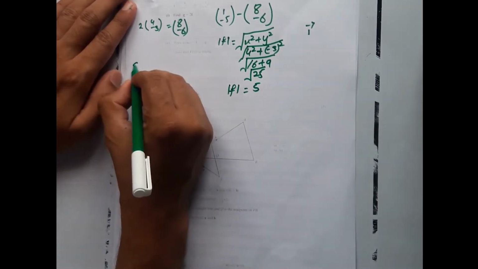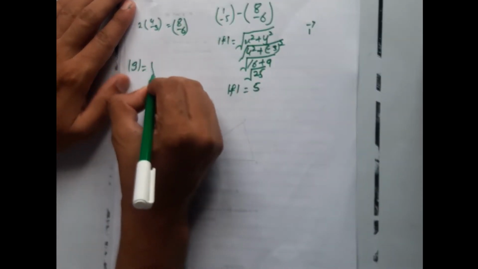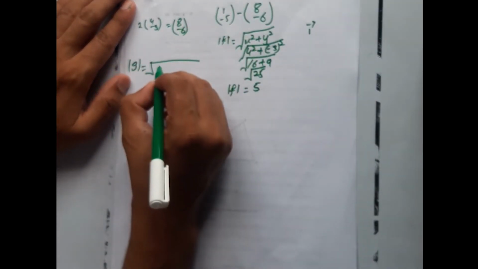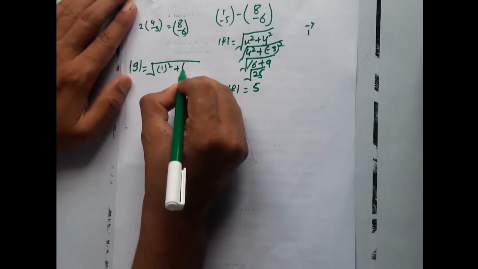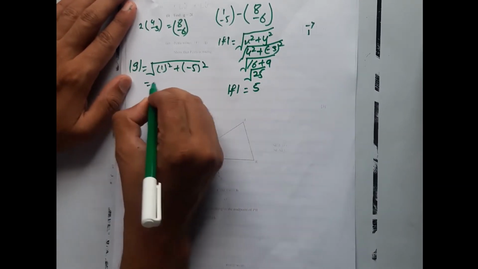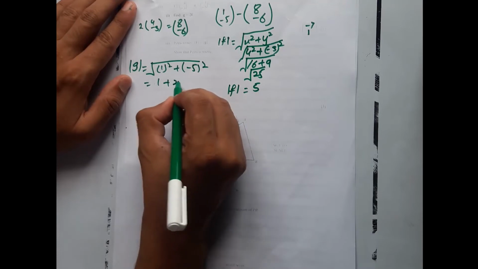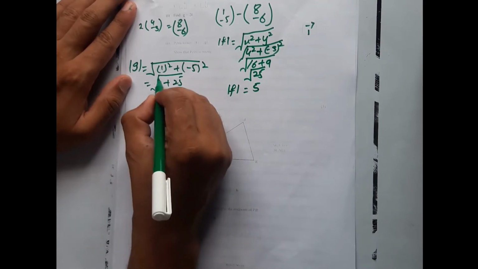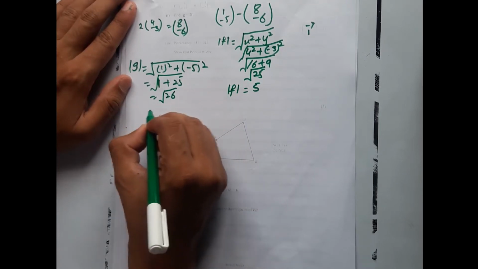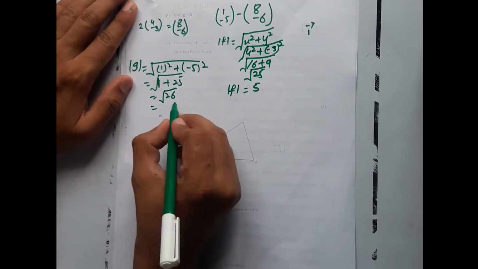So we will find the G determinant. The G determinant will be x square, 1 square, plus y square, minus 5 square. So 1 square is 1 and minus 5 square is 25, which will be equal to 26. The square root of this is approximately 5.1.